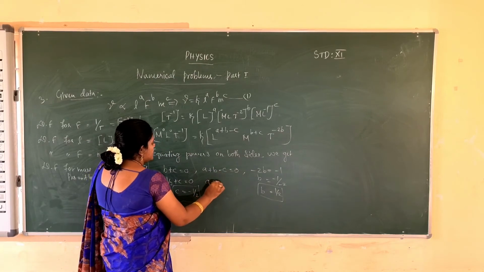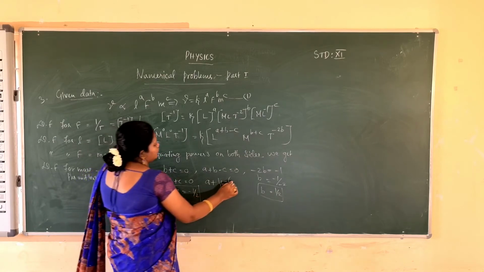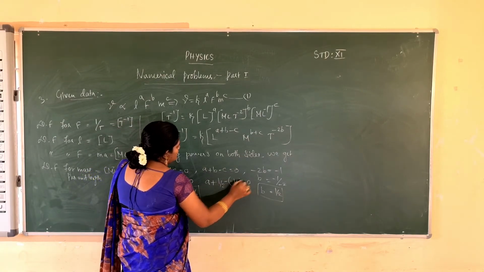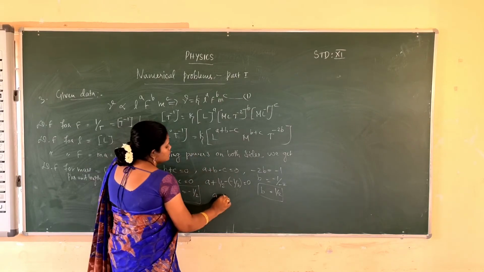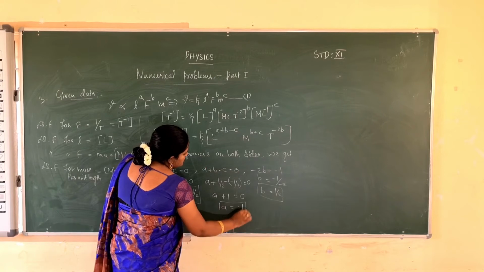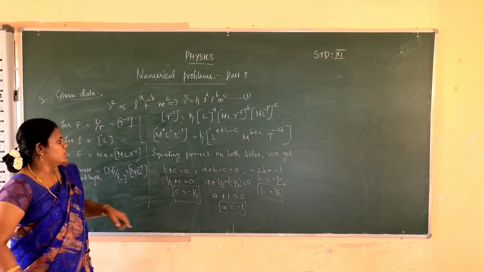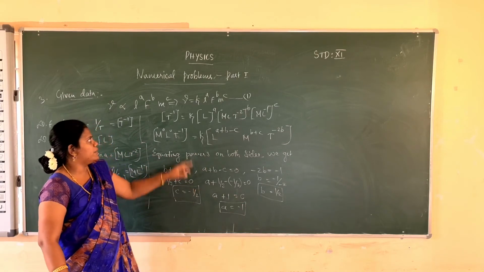A plus B is 1 by 2, minus C is minus of minus 1 by 2, so it will be equal to 0. So 1 by 2 plus 1 by 2 is 1. So A plus 1 is equal to 0, so A is equal to minus 1. So this is the value of A. So A value is there, B value is there and C value is there. Substitute the A, B, C values in equation 1.